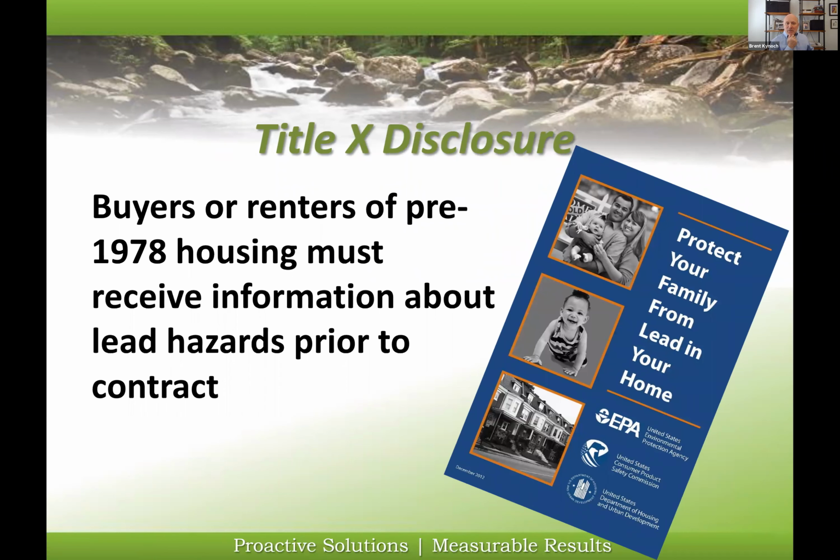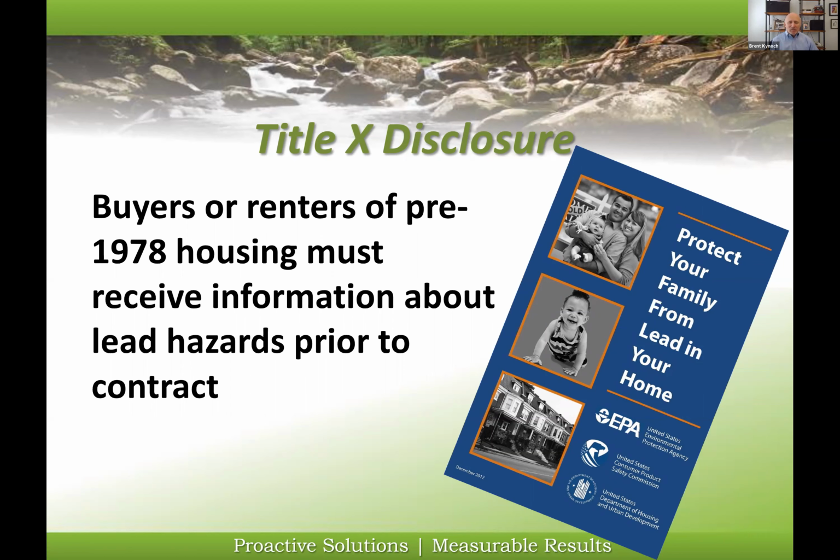Also, I mentioned under the EPA regulation, we've got the Title 10 disclosure regulation. And again, the target date is 1978. This disclosure requirement says that buyers or renters of any pre-1978 housing need to receive information about lead hazards prior to engaging in a contract. That means either a contract for sale or a lease agreement. They need to be informed about lead hazards. And this is typically the brochure that one would get.